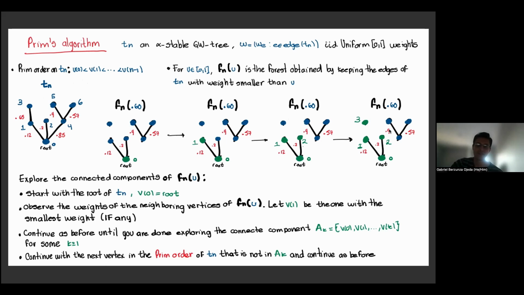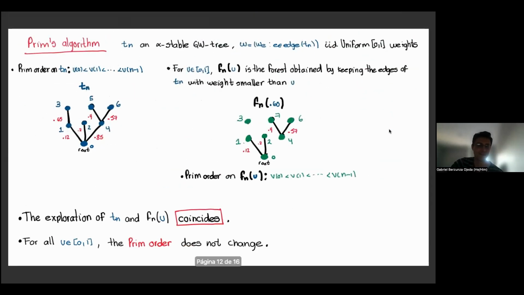And then you will say, Gabriel, you just wasted time, because basically what you did is give the same order as you did for the original tree, without removing any edges. And yes, this is what I did. And this is what is nice about this Prim procedure: the exploration of the original tree or the fragmentation forest at every fixed time U is always the same. It doesn't change. So you have a consistent way to explore your fragmentation forest at any time.